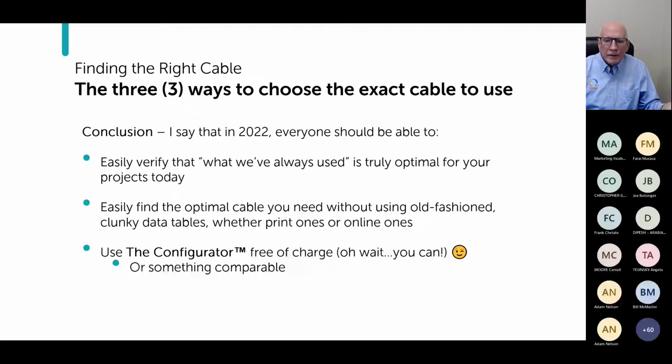that you need without using old-fashioned clunky data tables and going through multiple steps that give you incomplete information at the end of it. And I think that you ought to be able to use this configurator or something similar to it free of charge. And oh, by the way, you actually can.